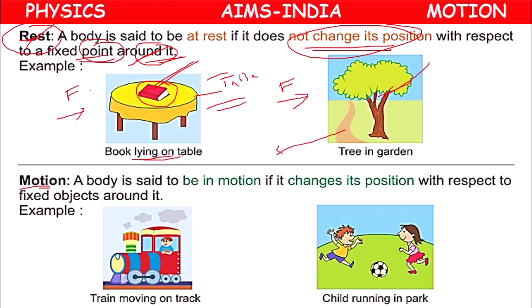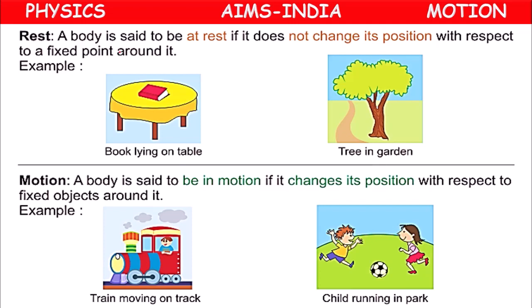Or a tree in a garden, compared to the road, or compared to a person who is walking on the road, the tree will be in rest position, because from the time he entered the garden until he finishes his walking, there is no change in the position of the tree. So that's why we can tell that it is under rest. Means any object or body will be at rest if it does not change its position with respect to a fixed point. The moving object may move, but the tree's position will not move.